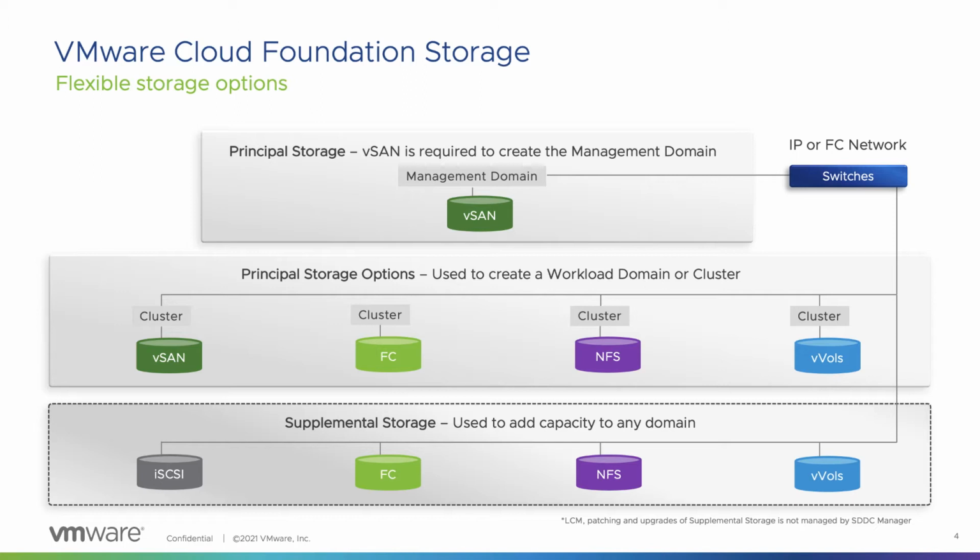vVols can be used for both principal storage for workload domains as well as supplemental storage. Supplemental storage options include NFS options, NFS v3, and NFS version 4.1. Also Fibre Channel options: VMFS on Fibre Channel, VMFS on iSCSI, and NVMe over Fibre Channel.